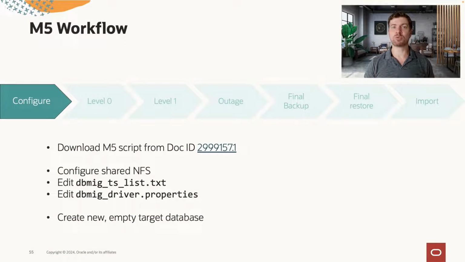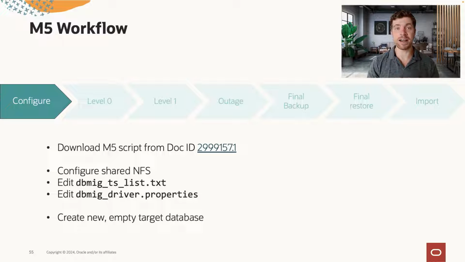Now let's take a look at how the M5 script workflow works. So the first step is to configure it. First you download it from this My Oracle Support note, and we recommend you set up an NFS shared file system. Why? Because that way you don't need to keep copying files from your source server to your target servers. With an NFS, the script will put the files on the NFS, and the target server can read them straight from the NFS. So you don't need to keep moving things manually.